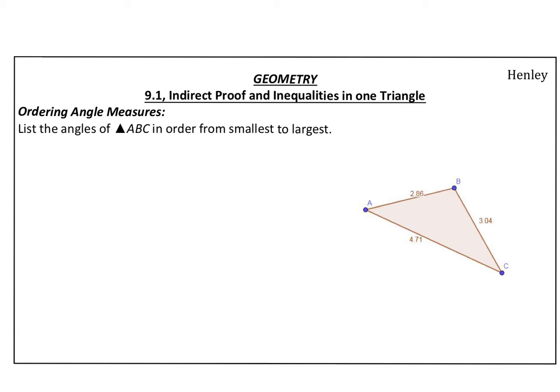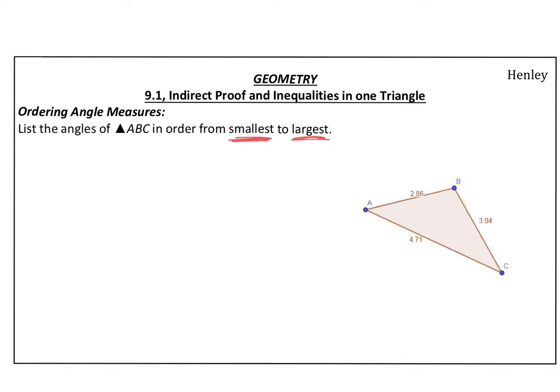In this problem, we're asked to list the angles of ABC in order from smallest to largest. Pay very close attention in the instructions to how you're being asked to list it, because if you always assume that it's smallest to largest and you're asked the reverse, you may make an error.